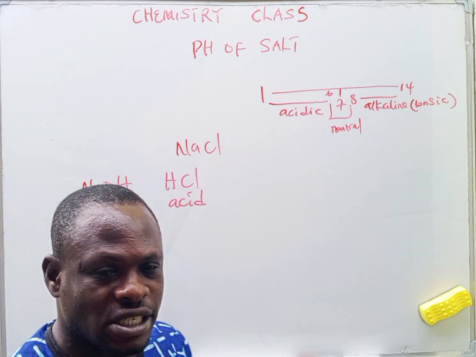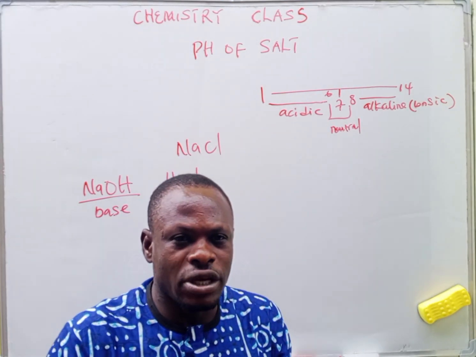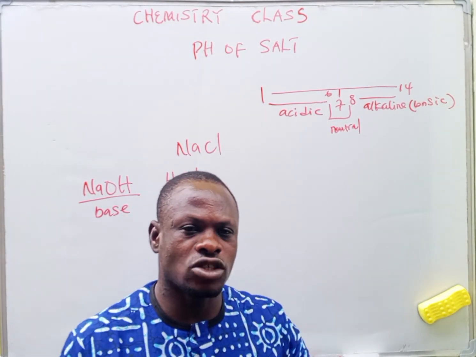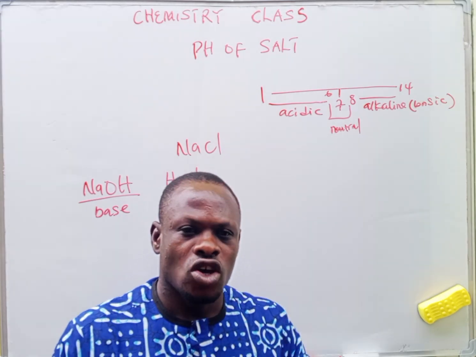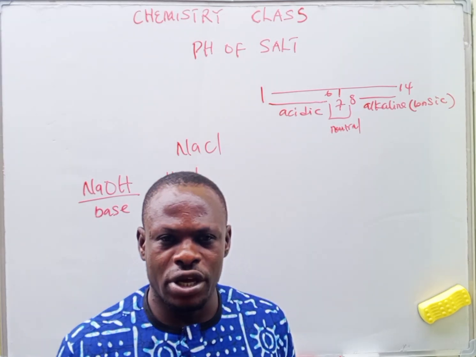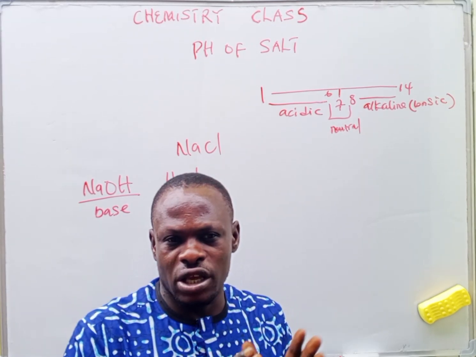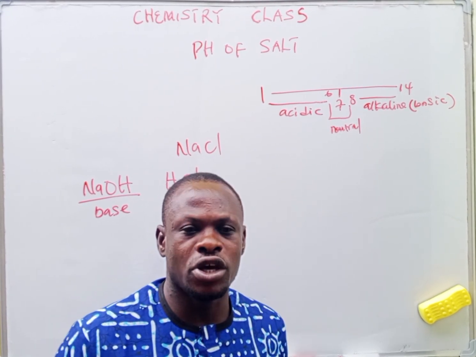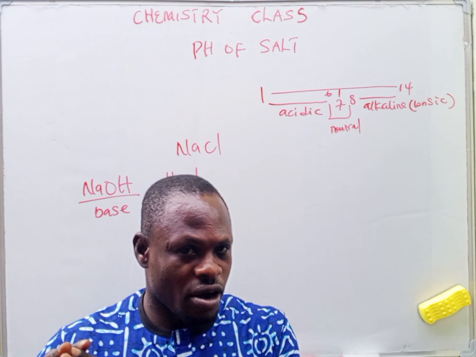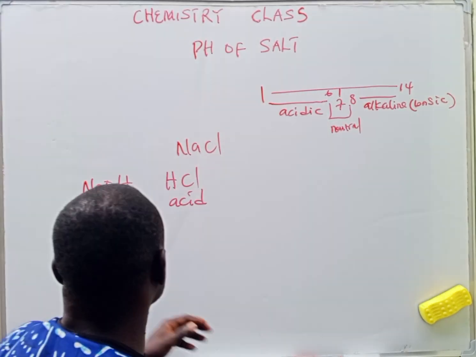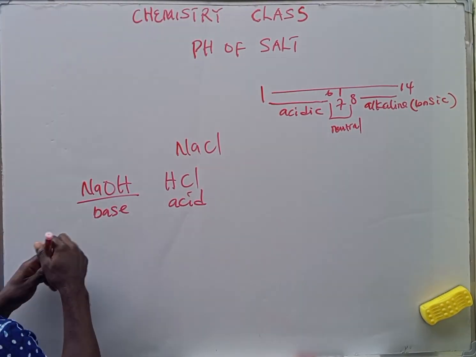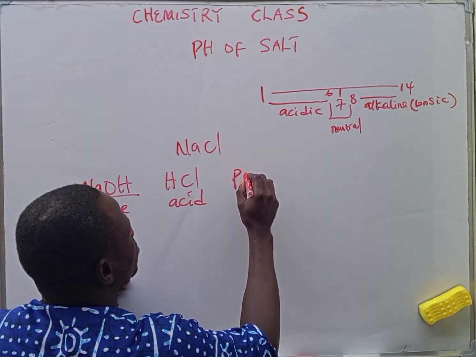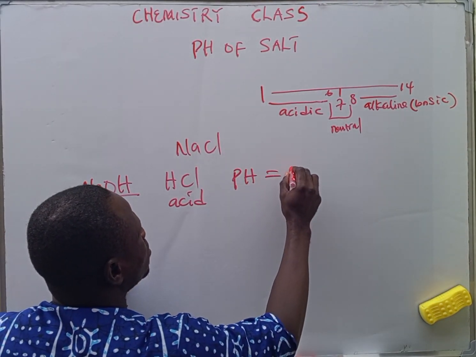Now you should be able to know strong acid and strong base. When strong acid comes in contact with strong base, they will form a neutral pH. You understand? Strong acid, strong base, neutral pH. Strong acid, weak base, the pH will be acidic. Weak acid, strong base, the pH will be basic. You get that? So for NaCl, strong acid against strong base, pH equals 7.